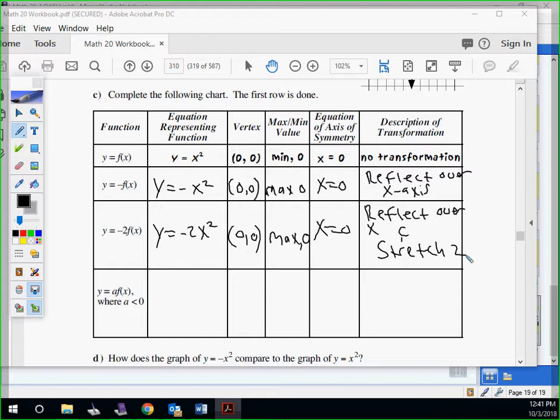Okay, for f of x, where a is less than 0, so that we just know that's going to be ax squared. We're still going to have the same vertex. That means we're going to have a max at 0 because it's flipped. That's flipped for sure because it's saying a is negative. Same here. And you just say reflect over x-axis and stretch by a.